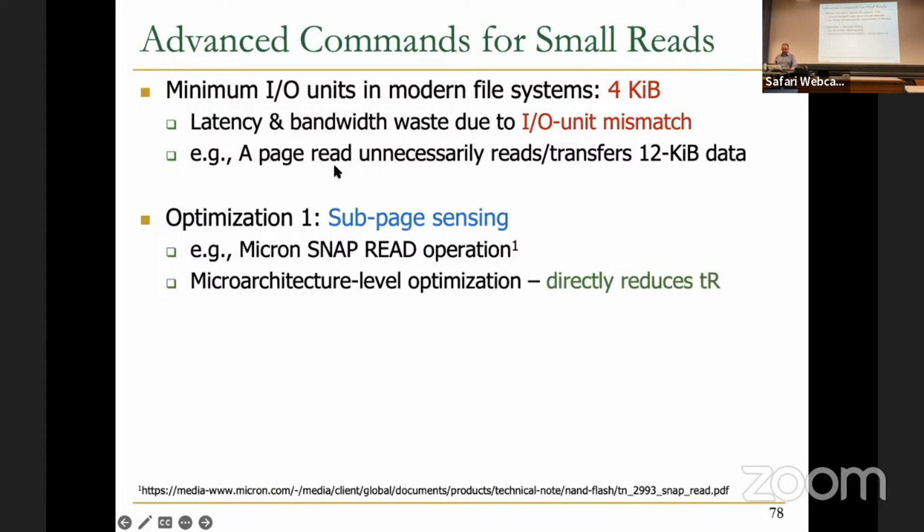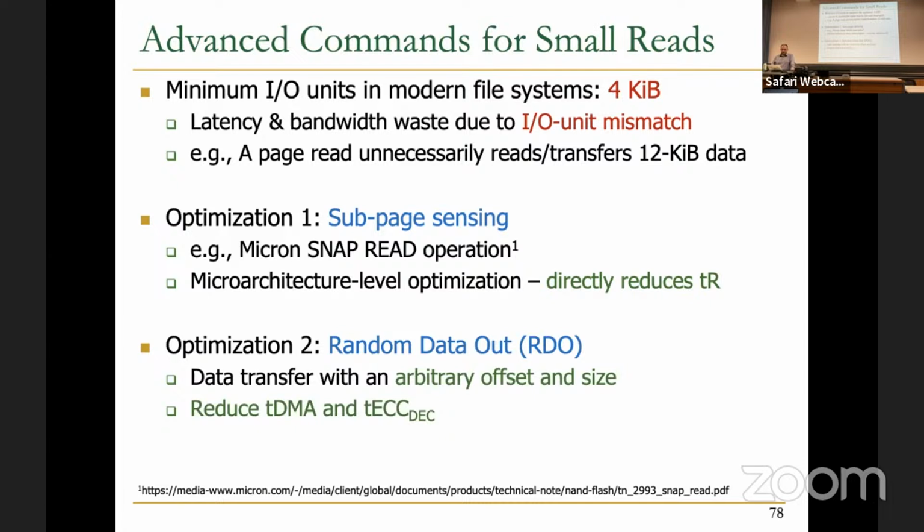So there are two optimizations that people have developed. One of them is sub-page sensing. It is actually a prototype from Micron, where they did some microarchitectural-level optimization that can directly reduce TR. When you want to sense 4 kilobytes, you also spend less time. You don't need to spend like 50 microseconds to sense 4 kilobytes. You need to spend that time if you want to sense 16 kilobytes. So there is some microarchitectural implementation. If you're curious, you can check this reference to learn more, but you can also get some idea about it.